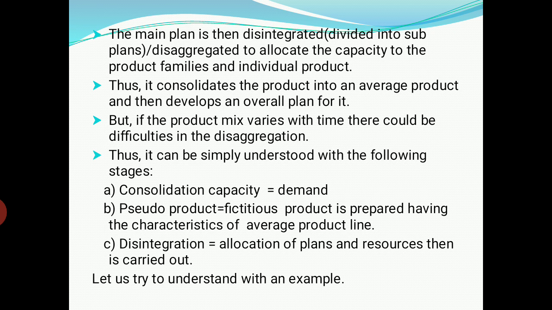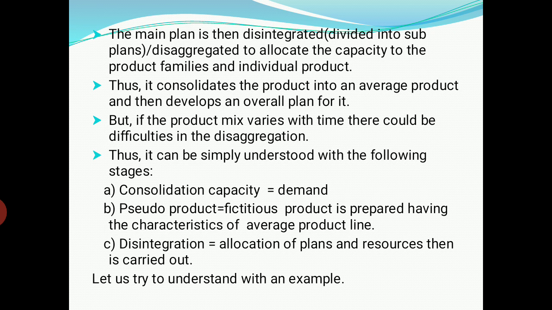Then what do we do in the second stage? We try to bring out the pseudo product. That means we prepare a fictitious product having the characteristics of all the products in the product line. All the characteristics of all these products are supposedly present in this pseudo product. Then we can find out whether this product can be produced, and if you need these many things to produce it, then you can make the arrangements related to man, machines, and material for the production of A, B, C, D, E products, and that is what is known as disintegration.